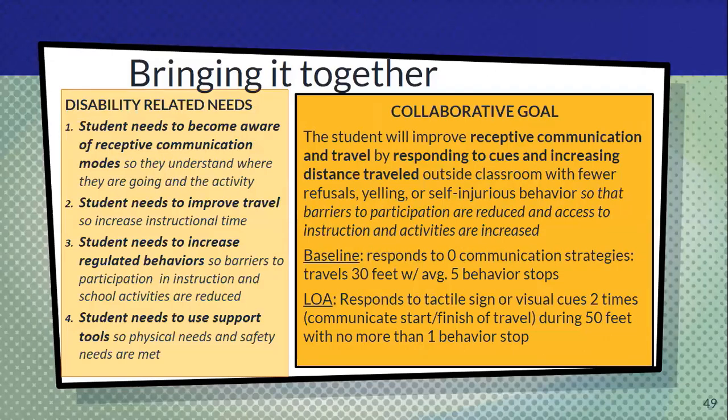They needed to increase their regulated behaviors so that those barriers that were affecting their participation in instruction could be reduced. And the student needed support tools just for their physical and safety needs. So here's how our goal read, and here's how it connects. The student will improve receptive communication and travel. Those are our disability-related needs.